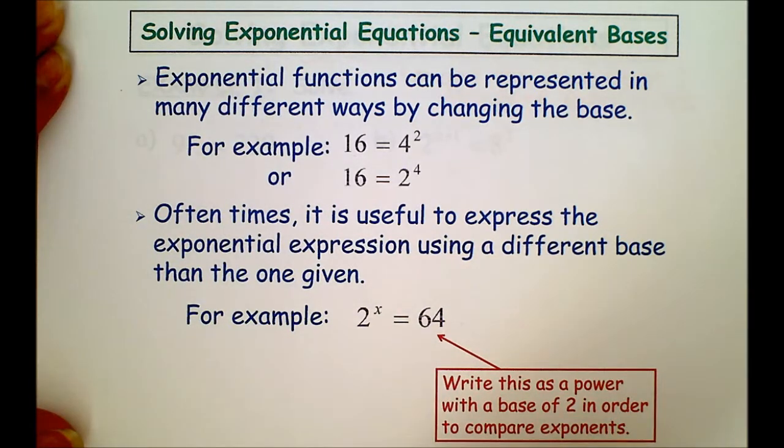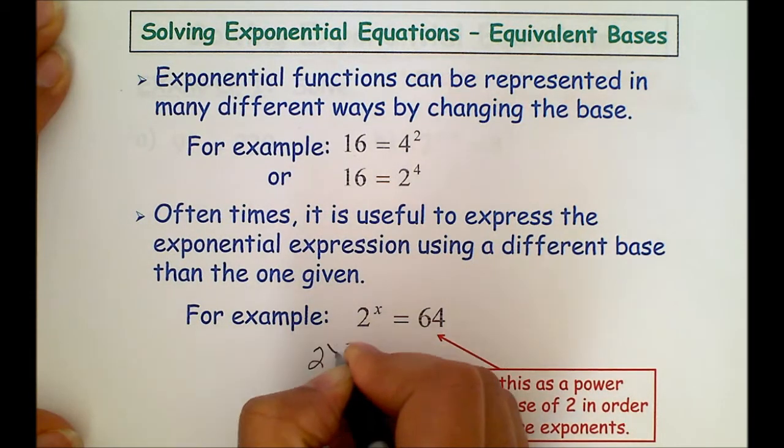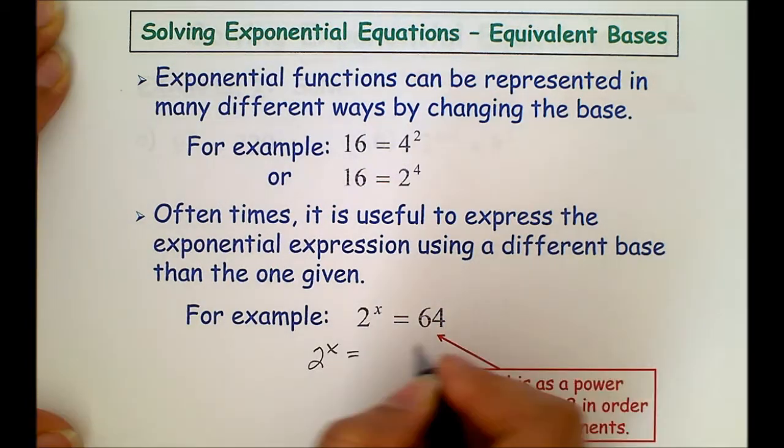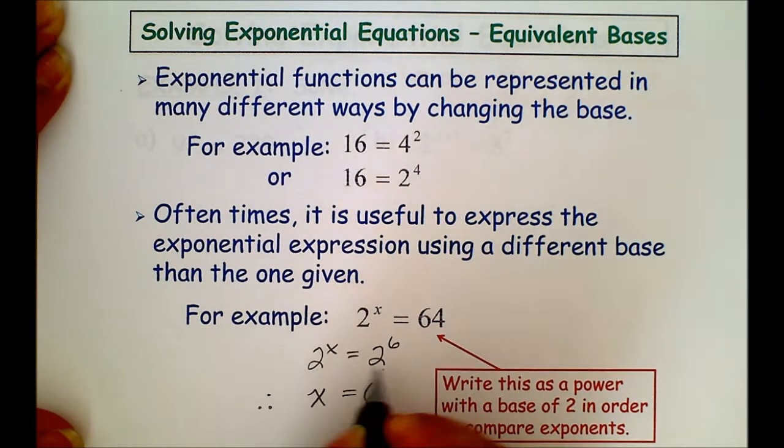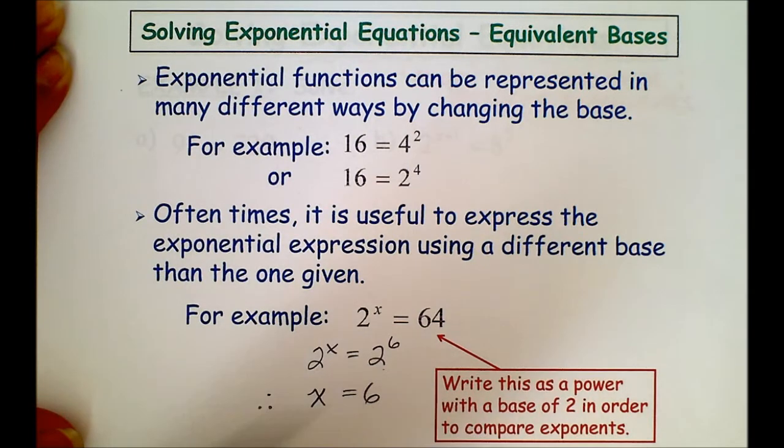So, for example, what you would do is you would have 2 to exponent of x equals 64 is the same thing as 2 to exponent 6. And again, because the bases are the same, then that means that you can set the exponents equal to each other. The only way that this statement would ever be true is if the exponents were equal to each other.